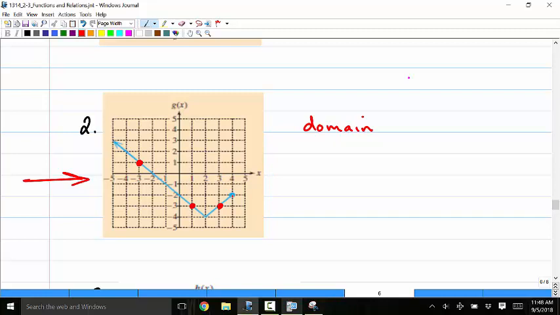It stops right here, right? What x value did it stop at? 4. So that's my biggest x value. Can I actually pick 4 and find the point? So it's going to be a bracket. Now, what's the smallest x value I can pick?